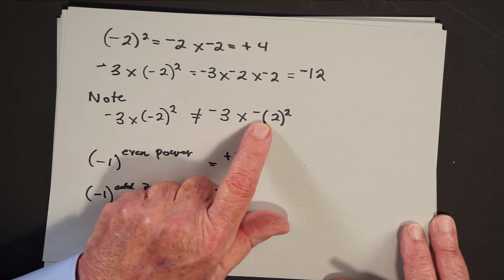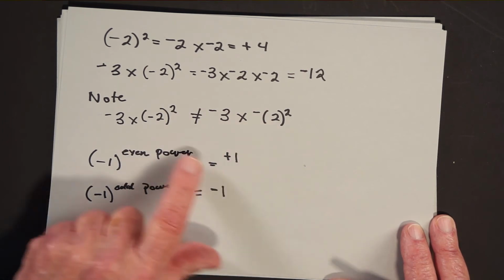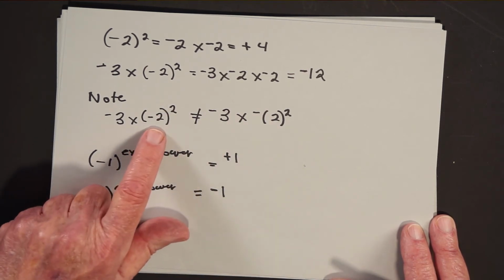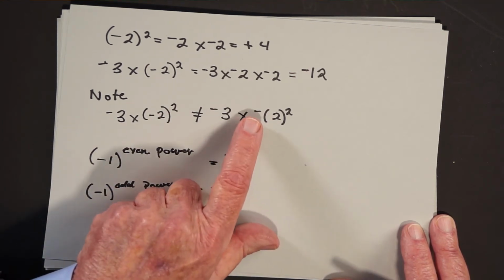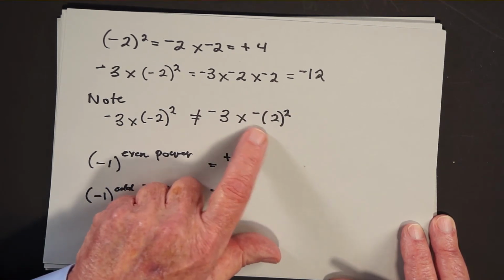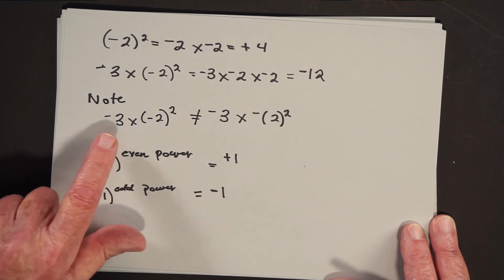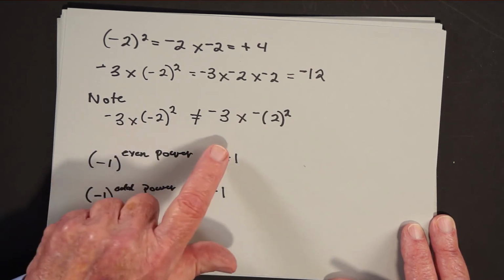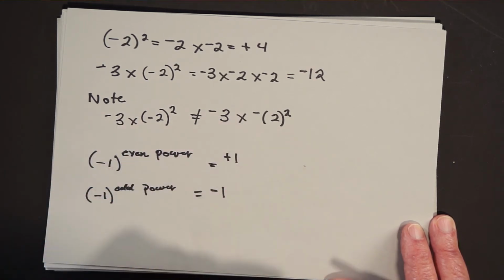Okay? And also notice that it makes a difference whether you're squaring the -2 or whether you're squaring the 2 and then taking the opposite of it. See, in other words, (-2) squared is +4. The opposite of 2 squared, see, 2 squared is 4, that would be -4. So this is -3 times 4. This is -3 times -4.